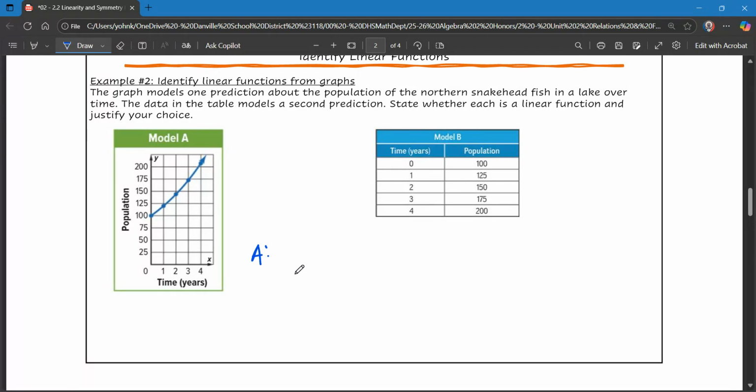Our job is to determine if it's a linear function or not. And if you notice, the dots do not form a single straight line, so this is not linear.